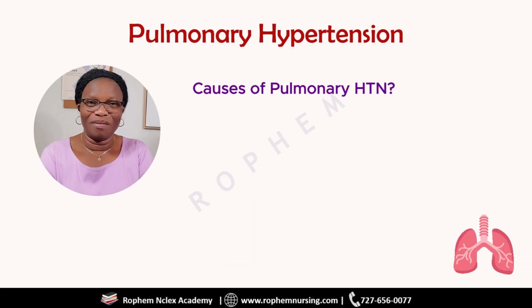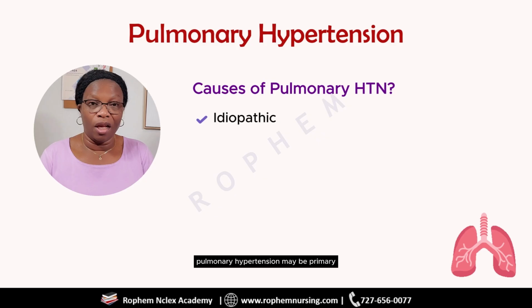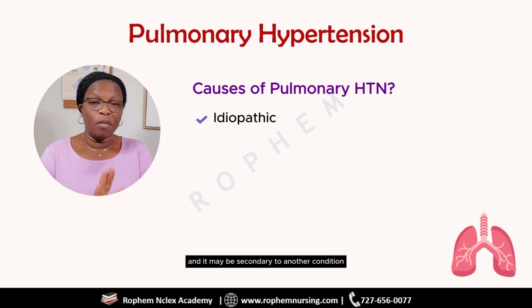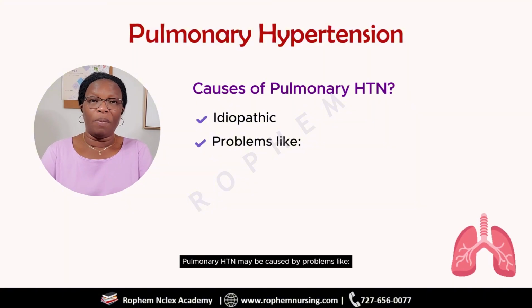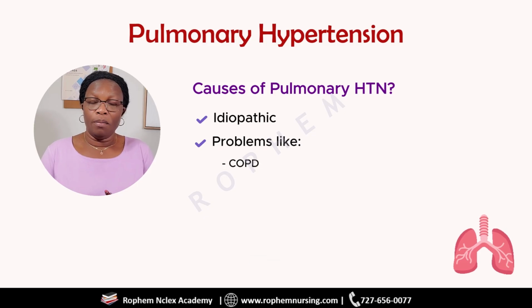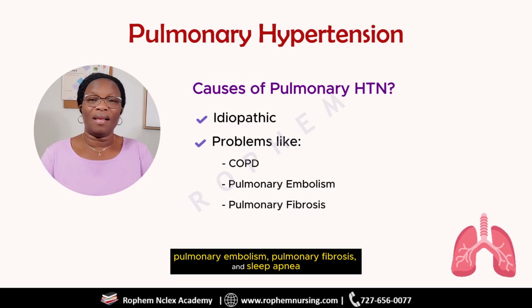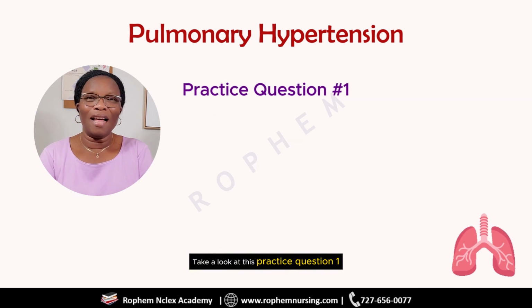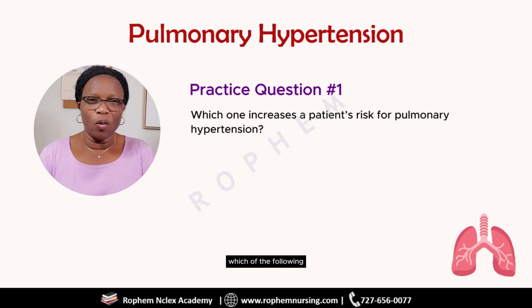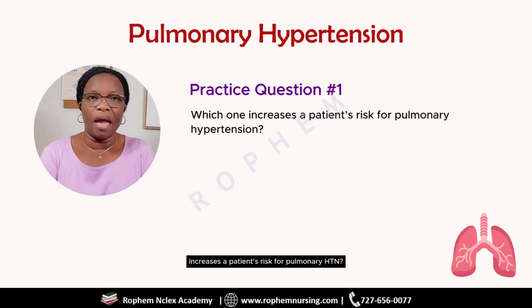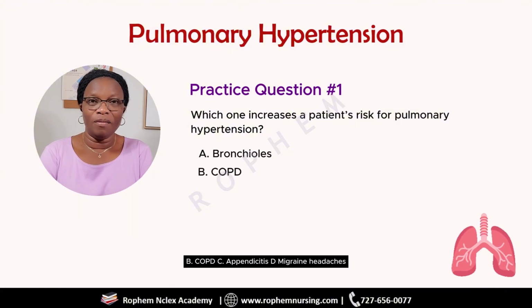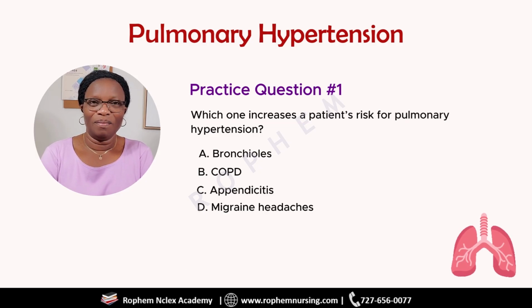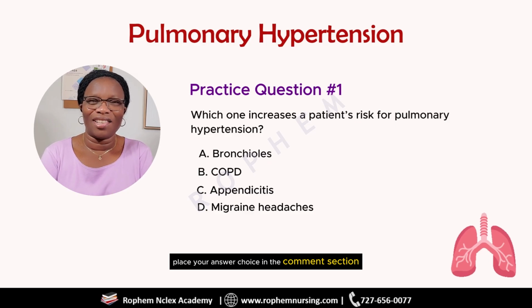What are the causes? Pulmonary hypertension may be primary, which means the cause is unknown, or it may be secondary to another condition. For the NCLEX, pulmonary hypertension may be caused by problems like COPD, pulmonary embolism, pulmonary fibrosis, and sleep apnea. Take a look at this practice question 1. Which of the following increases a patient's risk for pulmonary hypertension? Answer choice A, bronchioles, B, COPD, C, appendicitis, D, migraine headaches. Place your answer choice in the comment section.